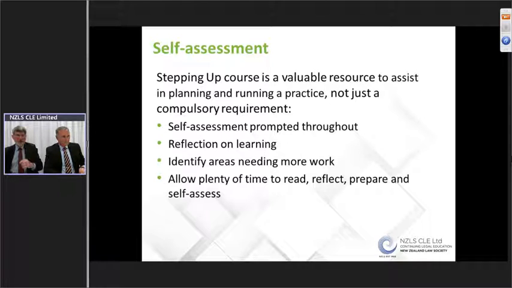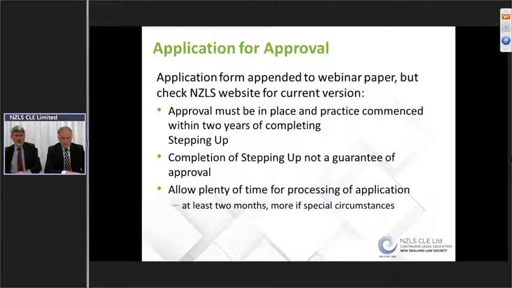And as I've said before, allow plenty of time. You need to look at the materials. There's quite a lot of reference to online materials in the papers, and you need to look at those and reflect on them. The current application form is appended to the webinar paper, but check the NZLS website for the current version, and I might say that it appears that there's a question in the current version that's repeated twice. Question 5G and H is exactly the same question, so don't rely on what I've attached to the paper. Go onto the website and look for the latest version of that.